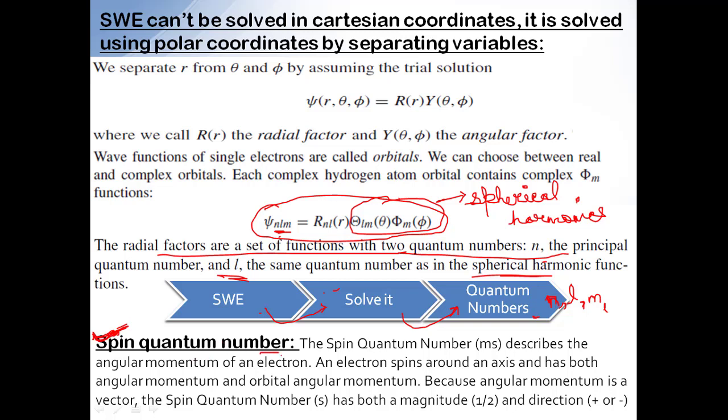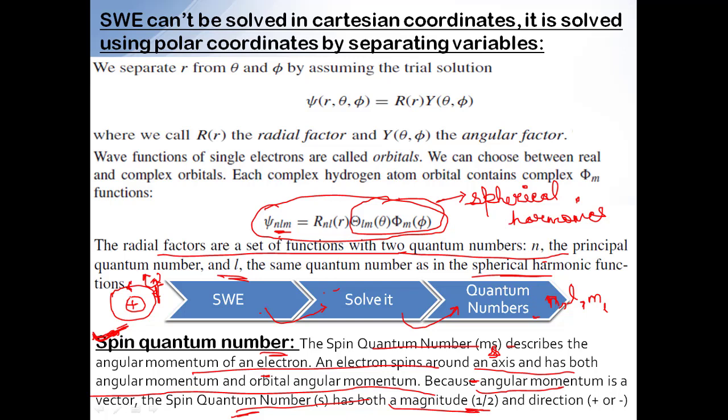Let's talk about the spin quantum number, m_s, with s in subscript. m_s describes the angular momentum of an electron. An electron spins around its axis, and has both spin angular momentum and orbital angular momentum, because angular momentum is a vector. The spin quantum number has two values, positive or negative half. What it is trying to say is that this is the nucleus and this is an electron revolving around the nucleus. Now the electron has its own axis on which it is rotating, and it is also revolving around the nucleus. So there are two motions.